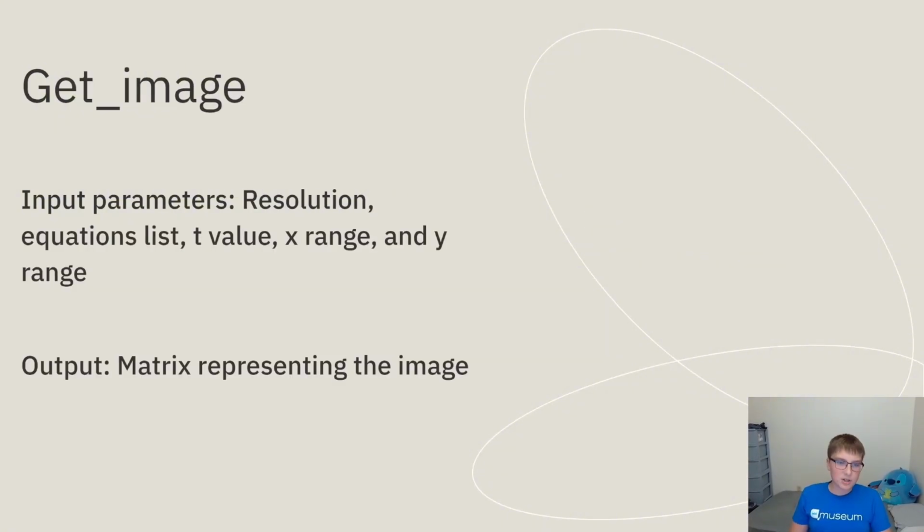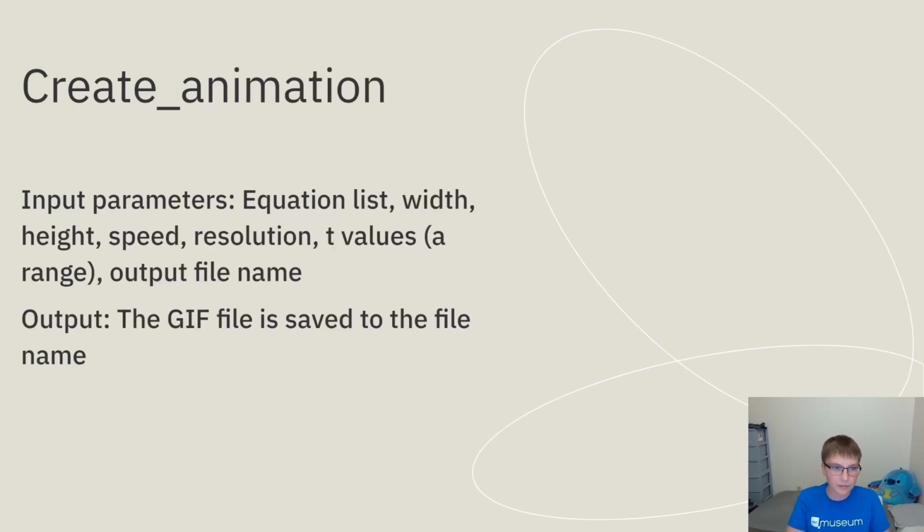Then there's getImage. The input parameters are the resolution, the list of equations, the t-value, and the x and y ranges of what's being plotted. And the output is a matrix that represents the image created.